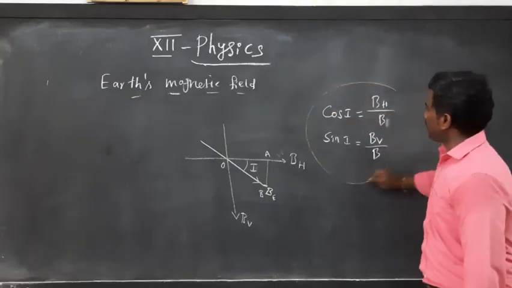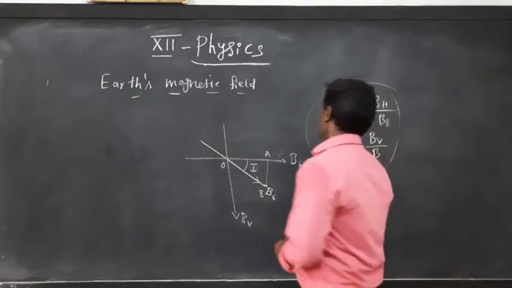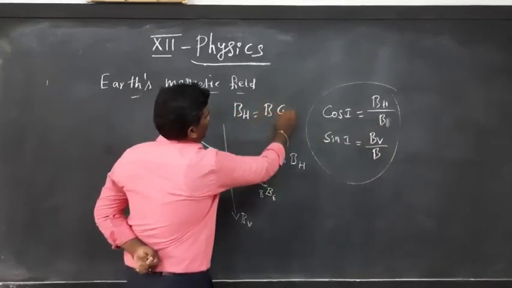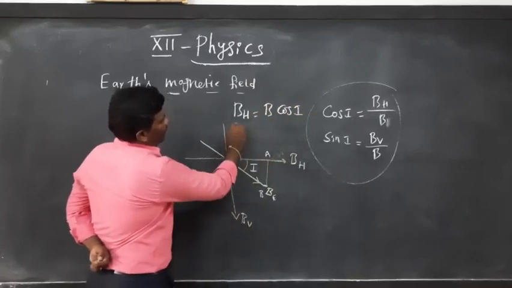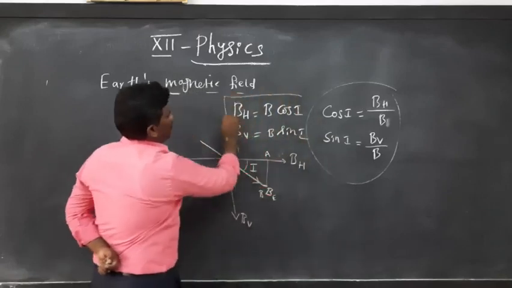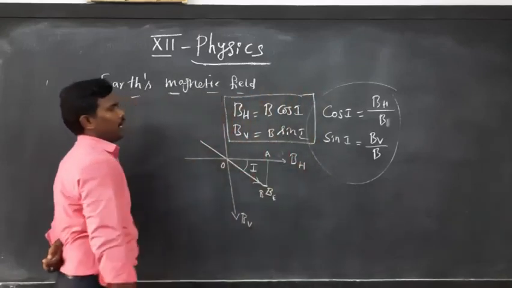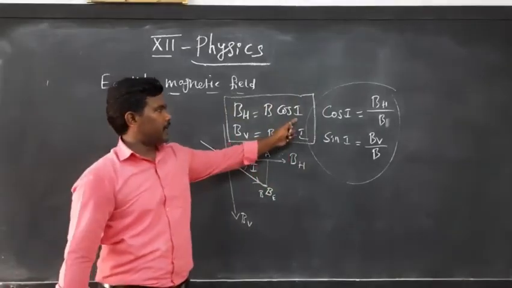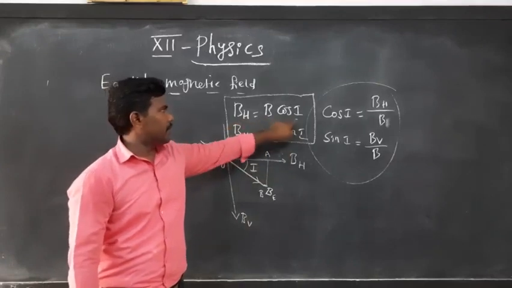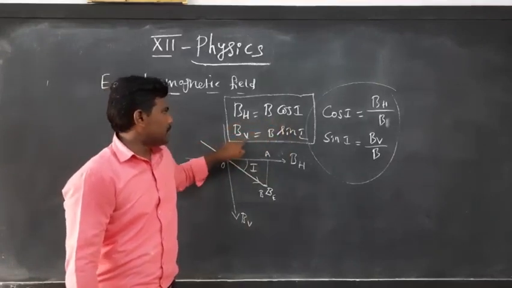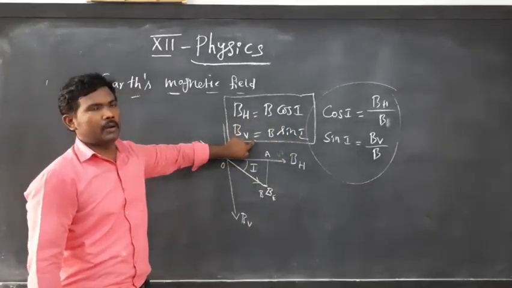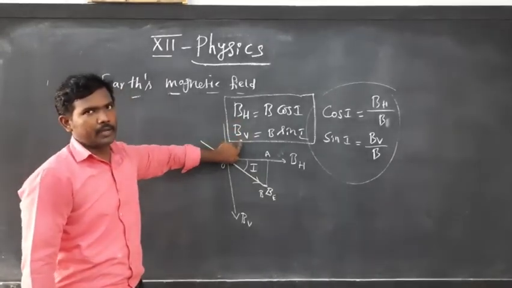So by using this trigonometric relation of cos I and sin I, we can write BH is equal to B cos I and BV is equal to B sin I. So that is the relation between the horizontal and vertical components with respect to the magnetic inclination I. This formula plays a main role in calculating the BH and BV values in a numerical problem.